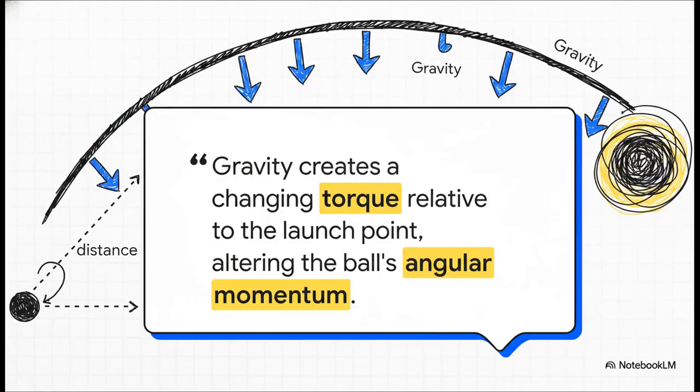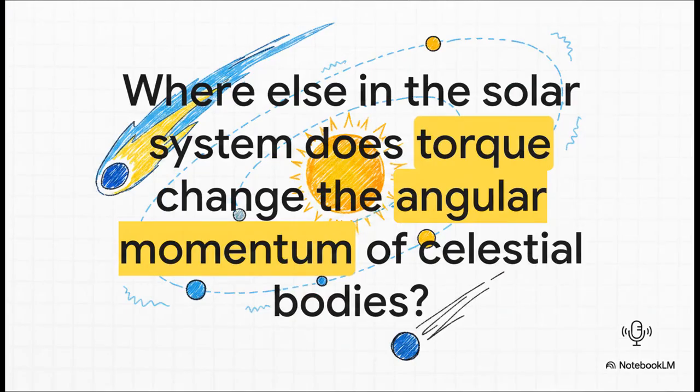So this is the big takeaway. This is the answer to the puzzle from the beginning. A non-spinning ball has angular momentum because a force, in this case gravity, is creating a torque on it relative to our chosen origin. That's it. That's the whole secret.